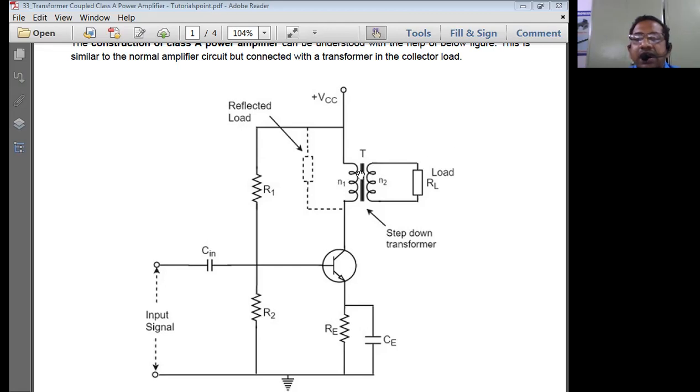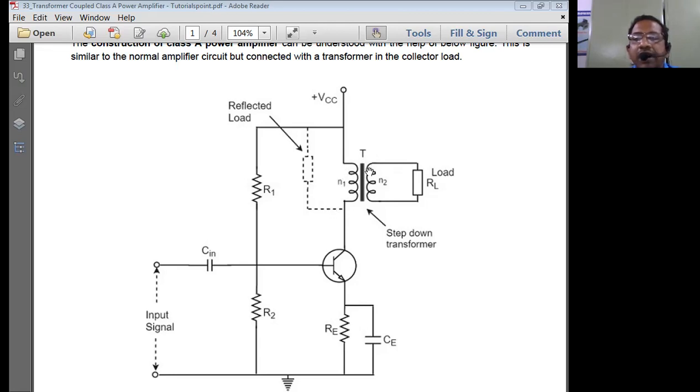And the secondary of the transformer resistance is also going to be very less. Thereby we achieve the impedance matching. And the primary winding resistance of a transformer is going to be more.